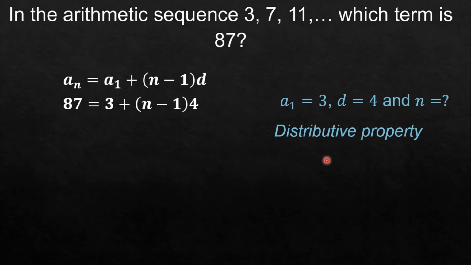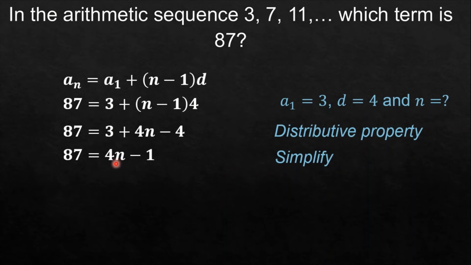Now, we apply the distributive property of multiplication. Ma'am, paano po yun? So, we need to multiply n minus 1 and 4. So, ang gagawin natin is we distribute 4 to each of the terms. So, we have here 87 equals 3 plus 4 times n is 4n. Then, 4 times negative 1 is negative 4. Then, combine like terms or simplify the given expression.